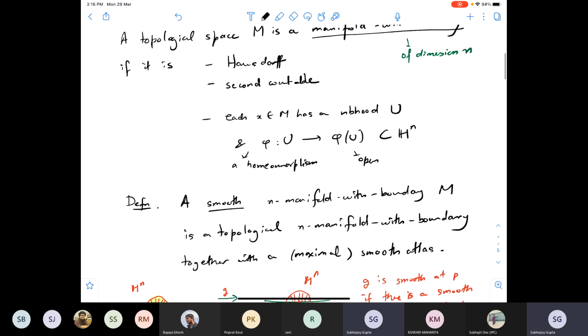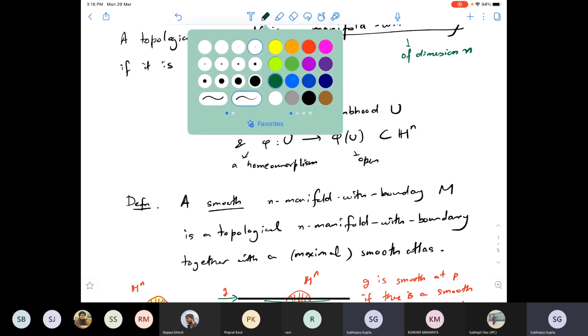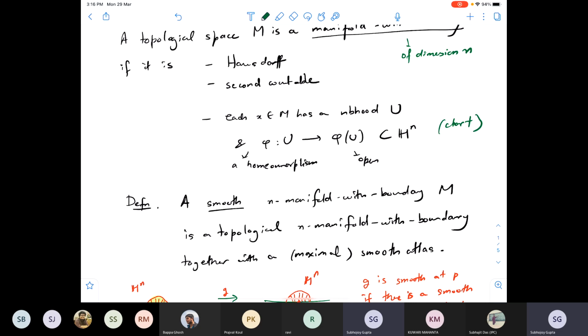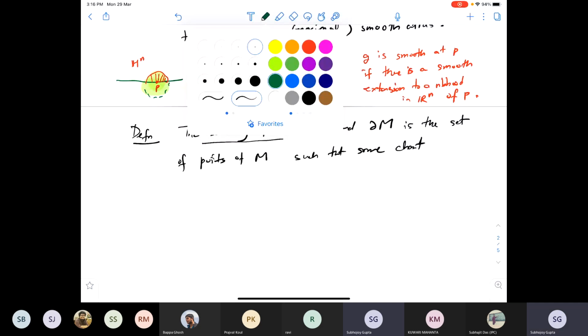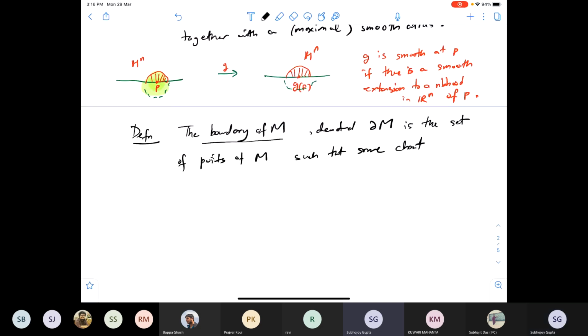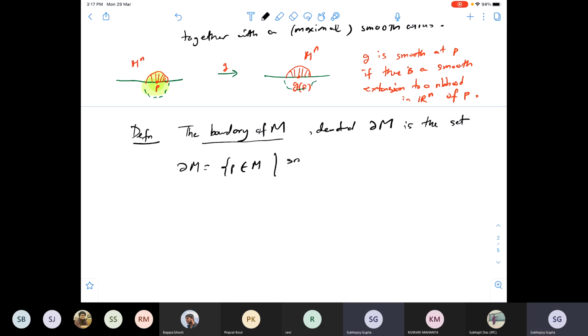these charts are these (U, phi), right? So maybe I should have called it chart somewhere. The local charts are now to the model space Hn, not Rn. So let me write it with slightly more mathematical notation: the set of points P in M such that some chart phi takes P to a point in the boundary of the model space.